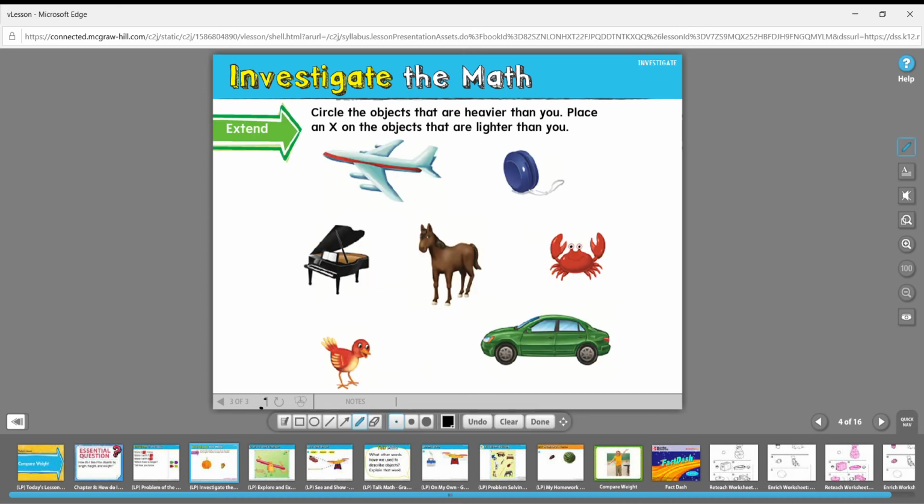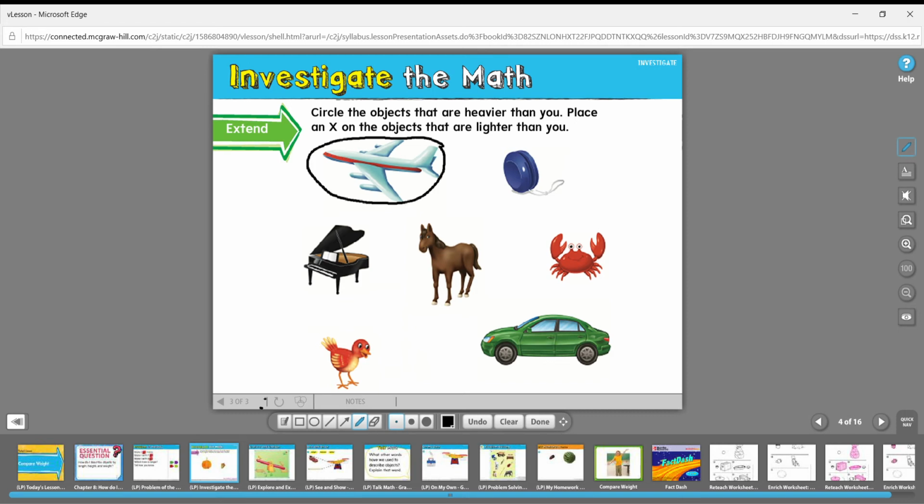Okay, now let's see. So here, let's go through these and we are going to circle the objects that are heavier than you. So you, look at yourself, think about your body. Which one of these objects is going to be heavier than you? Well, let's look at the first object, an airplane. I definitely think an airplane is heavier than me.